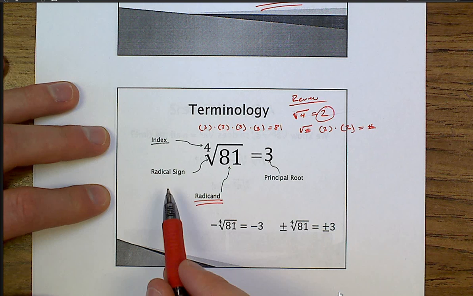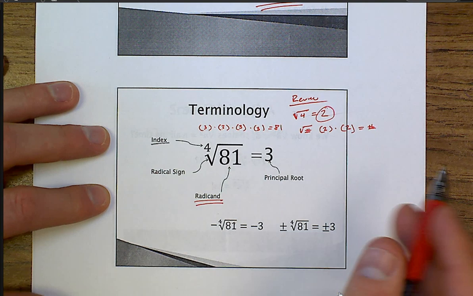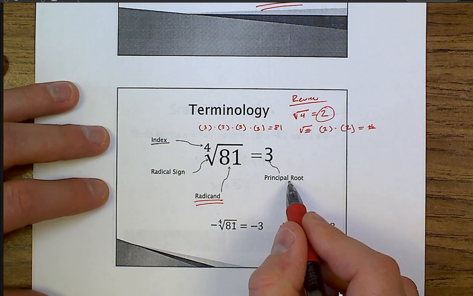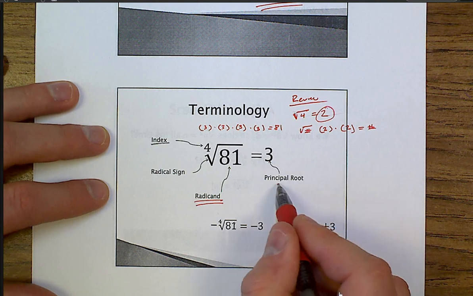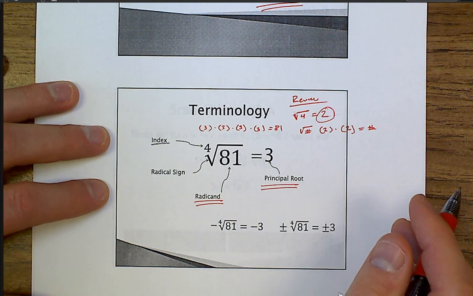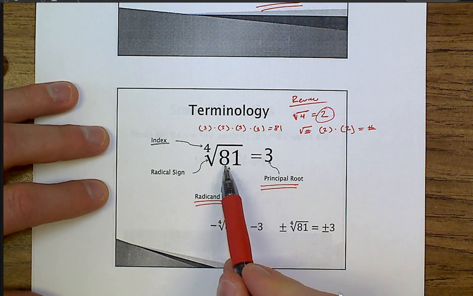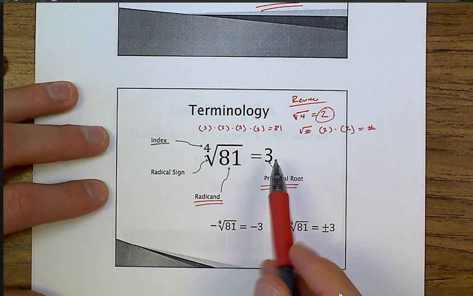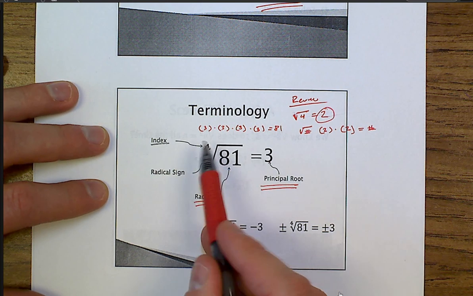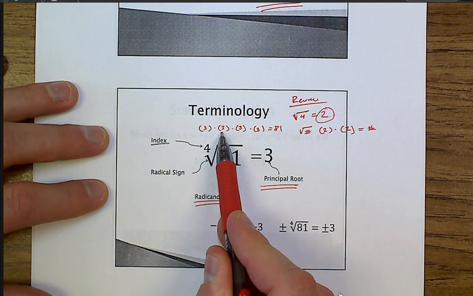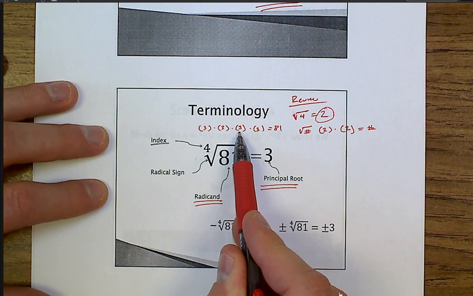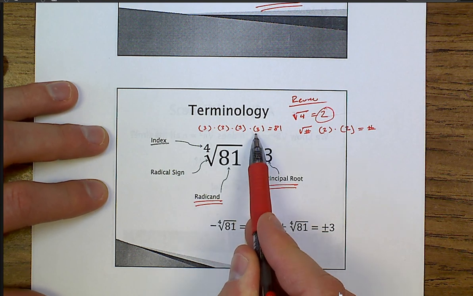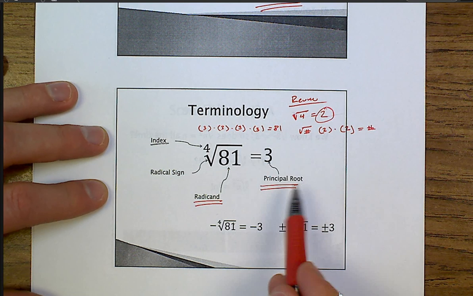Obviously you have your radical sign, which you know what it is, and the answer that we get is called the principal root, okay? The reason we call it the principal root is because if you take the 4th root of 81, you will get 3. But negative 3 also works, right? Negative 3 times negative 3 is positive 9. Positive 9 times negative 3 would be negative 27. And negative 27 times negative 3 is still positive 81. So the principal root is always positive.